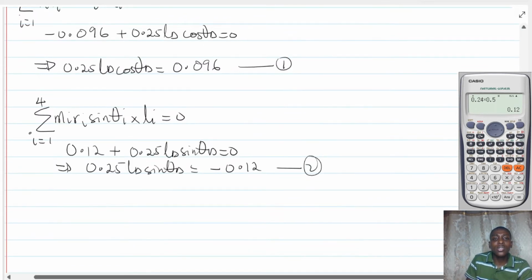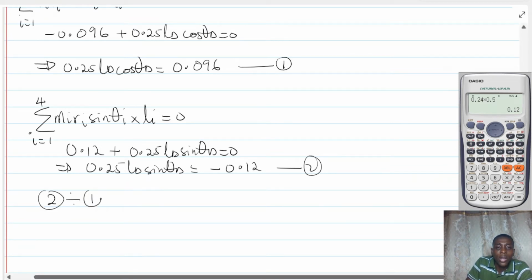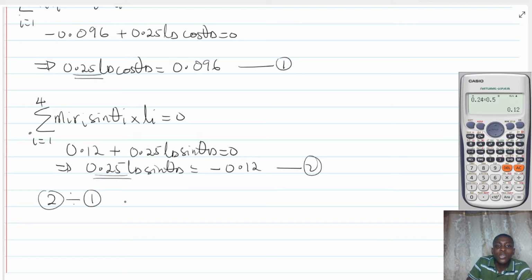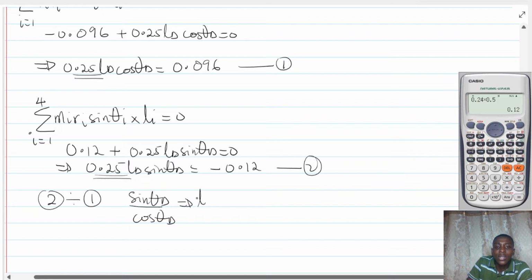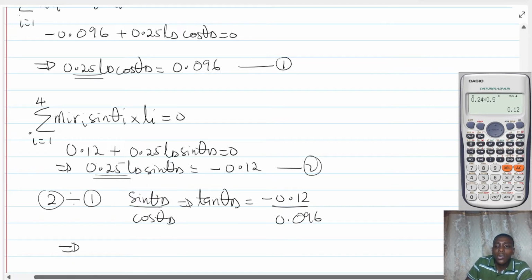So I have two equations, two unknowns. I should be able to solve this. So how can I solve this? First of all, I'll say equation 2 divided by equation 1. I have 0.25 LD, I have 0.25 LD, so it will cancel out. At the end of the day, I will get sin theta d divided by cosine theta d, which is the same as tan theta d, and that should be equal to minus 0.12 divided by 0.096.